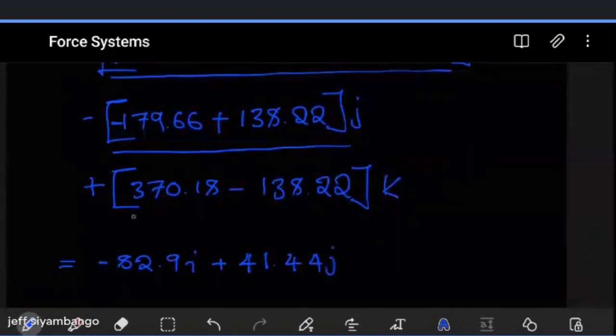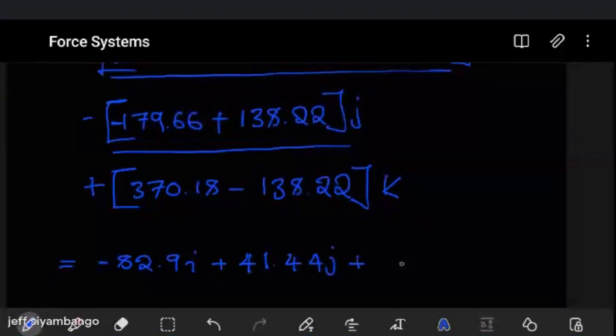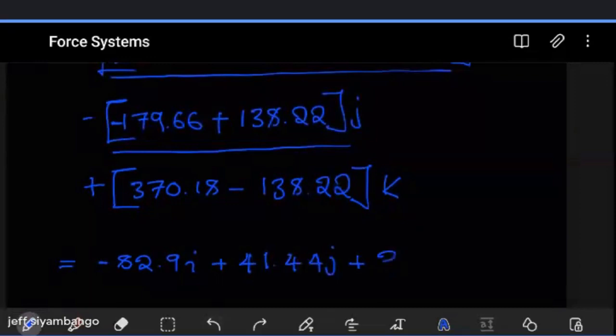Then next, the last part, what do we get there? 231.96, so 232. So this becomes the moment about the point A.